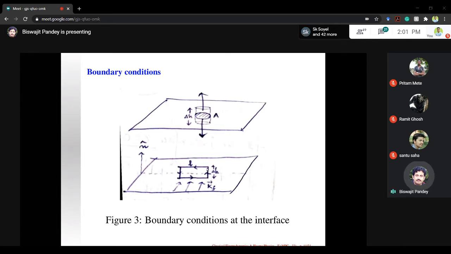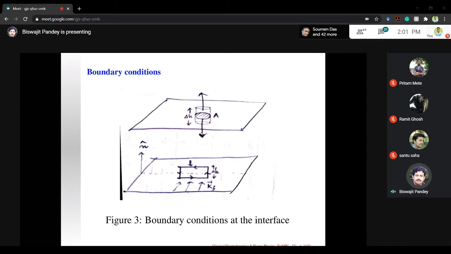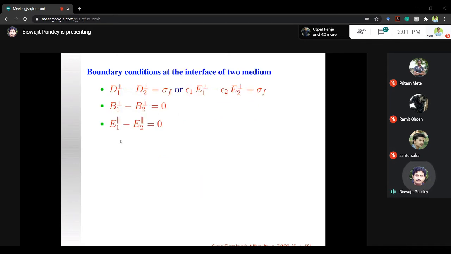In this equation we have E dot dl, the line integral of the electric field along a closed path. If I make this width very small, tending to 0, then the contribution from these sides, which are in opposite directions, goes away. And for the upper one and the lower one, the parallel components of the electric field on this side and on that side are in opposite directions.